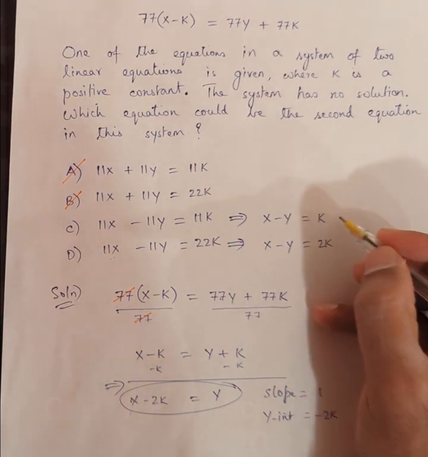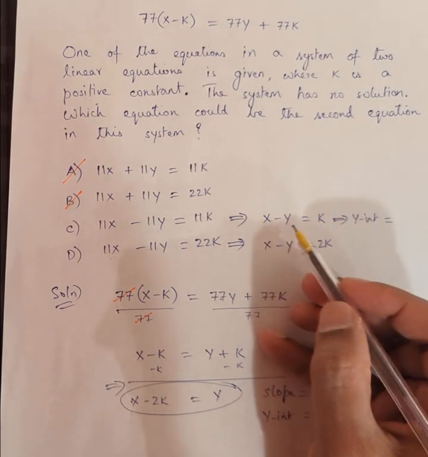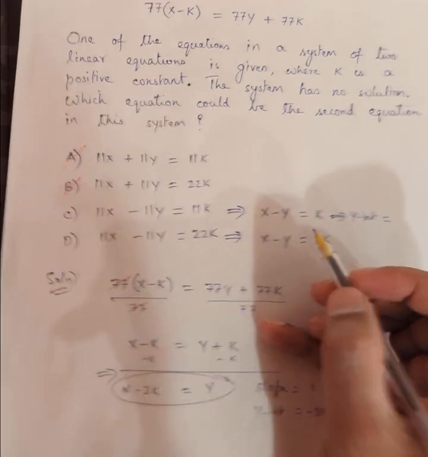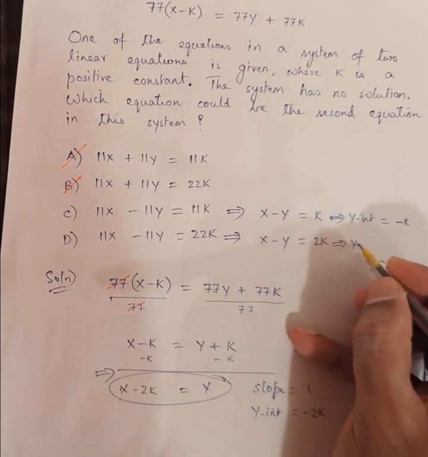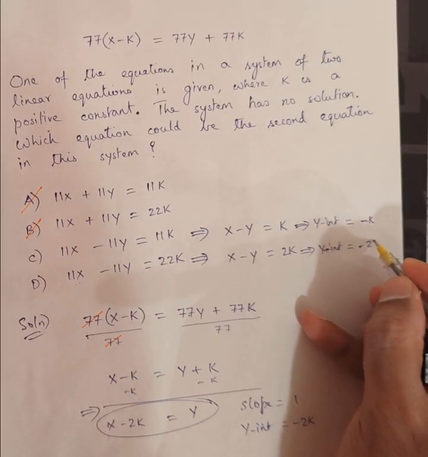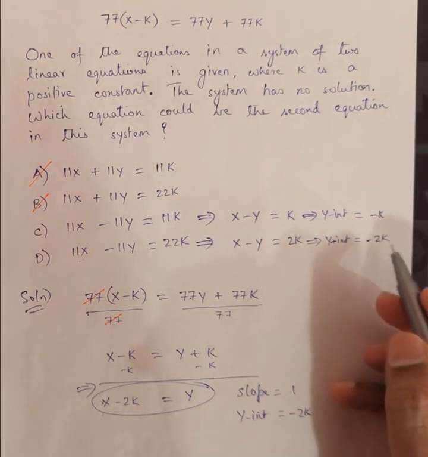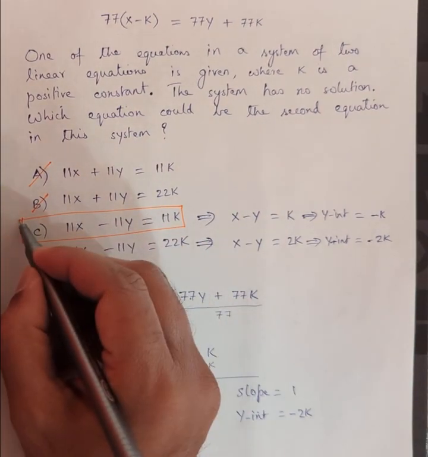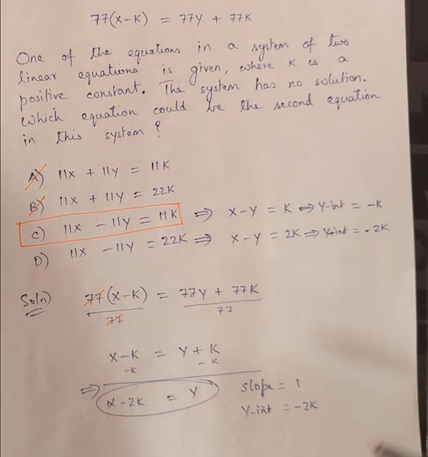Now let's see, what is the y-intercept here? The y-intercept means I take x equal to 0 and solve for y. So this is negative k. And here, the y-intercept will be negative 2k. I want it to be different from negative 2k, which means this is out. The correct answer is then choice C, because it has the same slope of 1 but a different y-intercept.